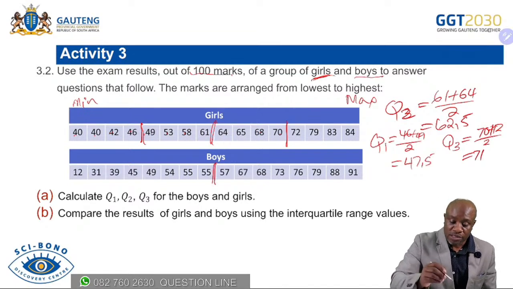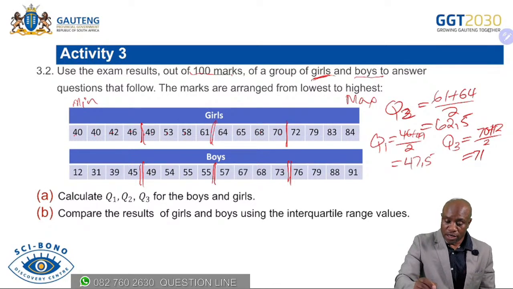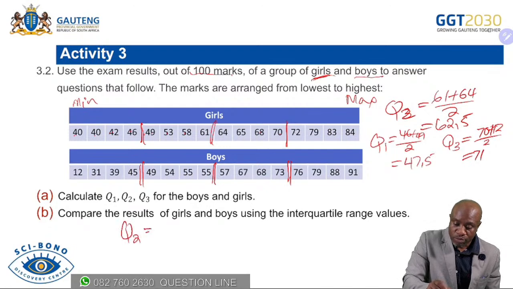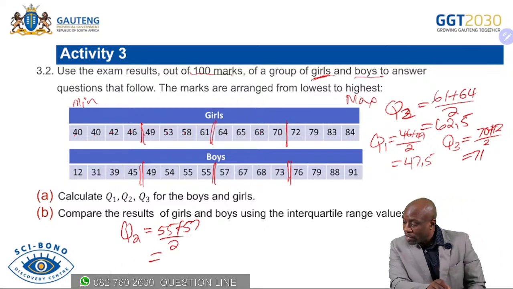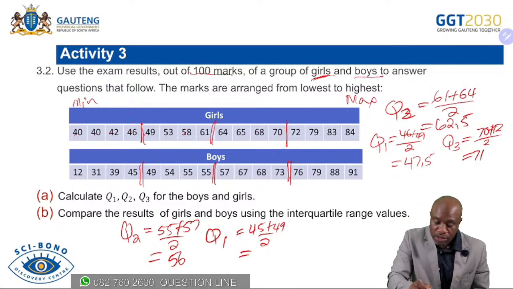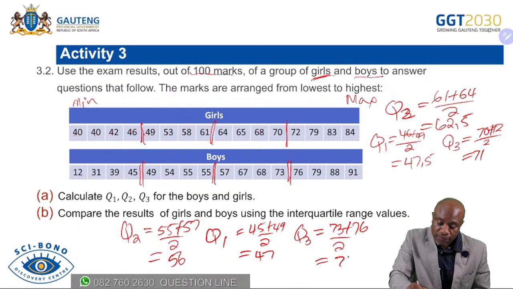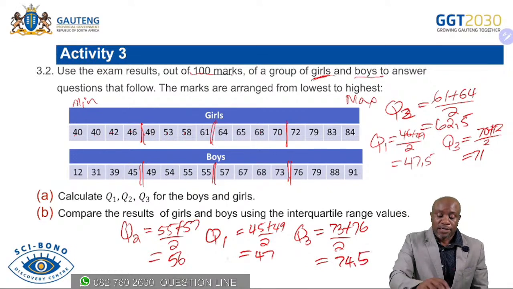And for the boys, we'll do the same. So having the advantage of doing the other one, the Q2 for boys will be 55 plus 57 divided by 2, which will give you 56. And the Q1 for boys will be 45 plus 49 divided by 2, which will give you 47. And then the Q3 will be 73 plus 76 divided by 2, and the answer is 74.5. And that answers the first part.